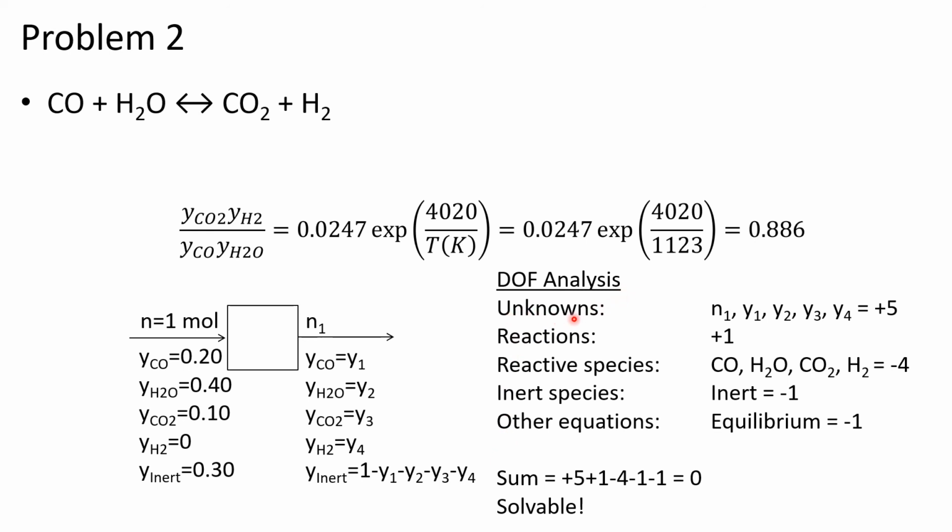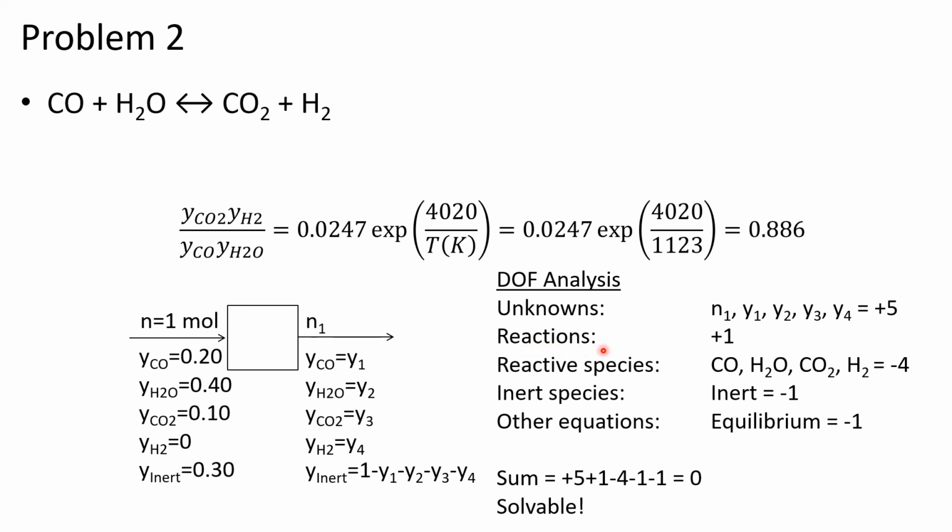Now let's do the degree of freedom analysis based on extent of reaction. First, we have to calculate the number of unknowns. There are no unknowns associated with the feed. Everything is specified, the amount as well as the mole fractions. We know nothing about the product though. So if we count the number of unknowns in the product, we have n sub 1, y sub 1, y sub 2, y sub 3, y sub 4. We have a total of 5. We'll put a plus sign in front of that. We sum up these values to determine the number of degrees of freedom that we have.